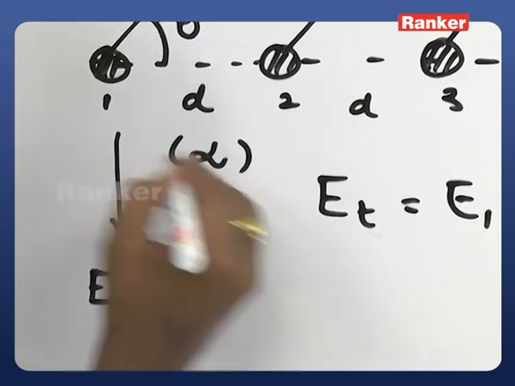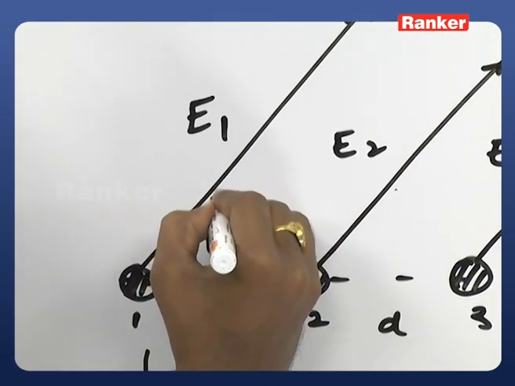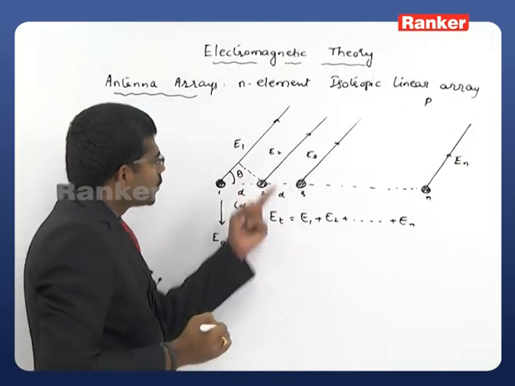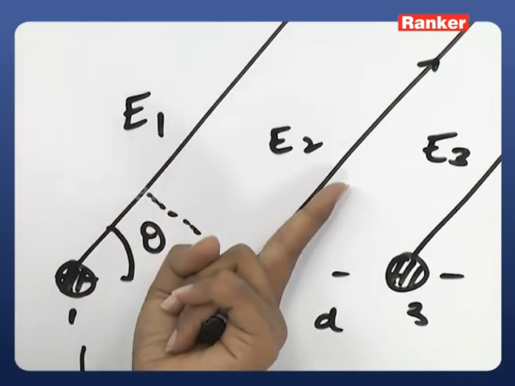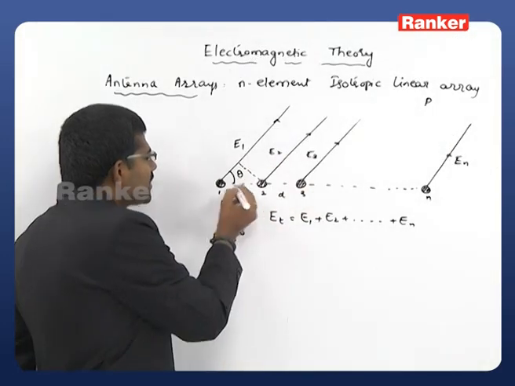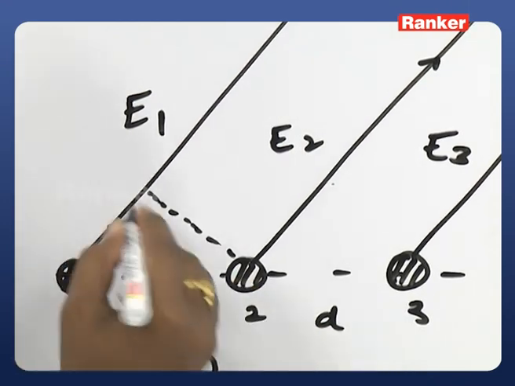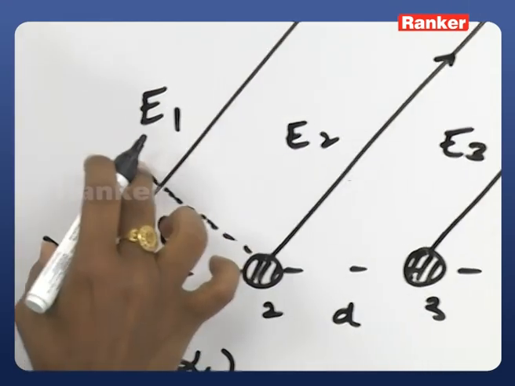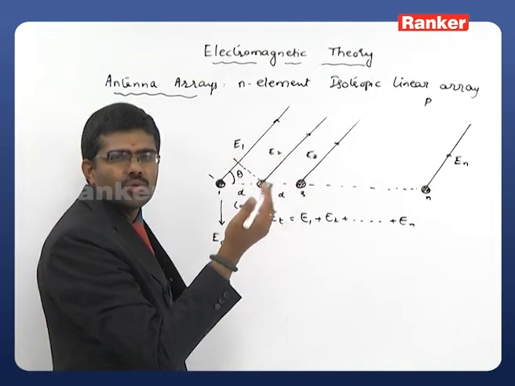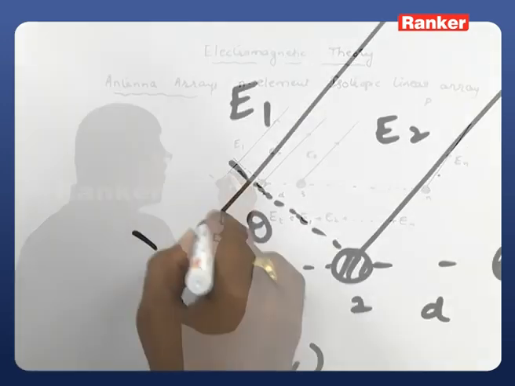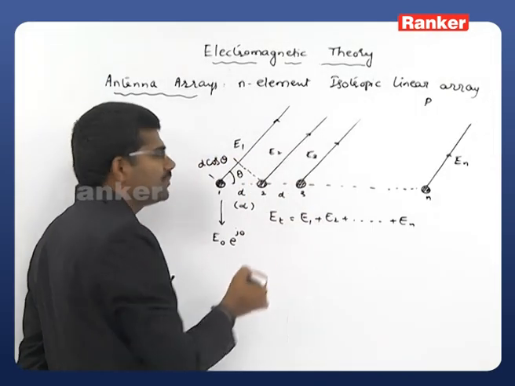And apart from this alpha, if you observe these two paths, there is some path difference. These two are parallel paths, right? Since these two are parallel paths, this one is a little bit lagging when compared with the second element. While there is lagging with the second element, there is some path difference between these two. This is the path difference. How to calculate that path difference? Just go to your trigonometry and apply. Since this angle is theta, the path difference is d cos theta.